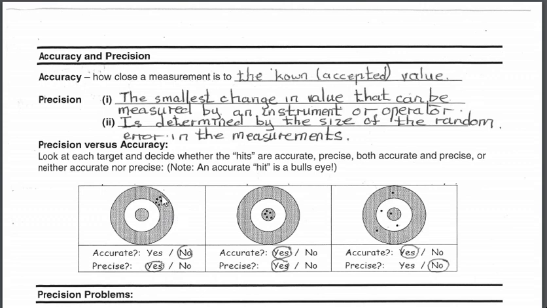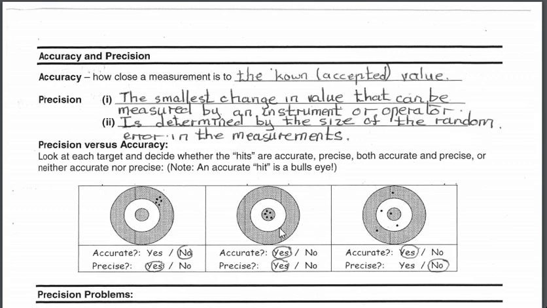So these ones here are quite far away from the true value, from the center of the target, so they're not accurate at all. But because they're repeatedly in the same area, then we can say that they're precise, because there's not much change in the value that can be measured, and there's not much random error. So there's not much that's affecting the measurement that's being taken.